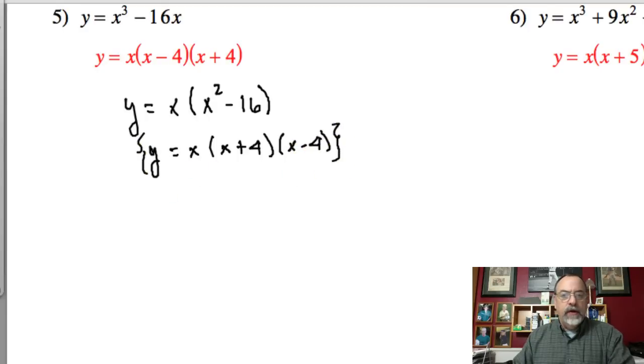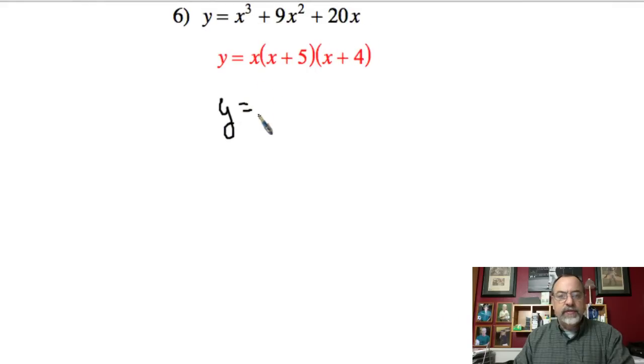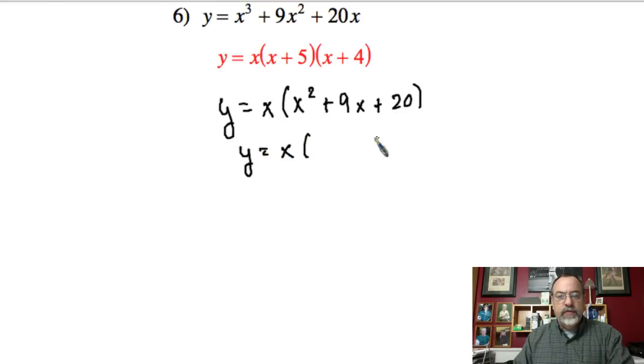All right. In number 6 here, again, we have a common x term in all of these, so the x can be factored out of each one of these. And then again, I have a quadratic that I want to look to factor. Because that leading coefficient is a 1, I know this is going to be x and x. Then I need factors of 20 that add up to 9. That's 5 and 4. 5 times 4 is 20. 5 plus 4 is 9. Okay.